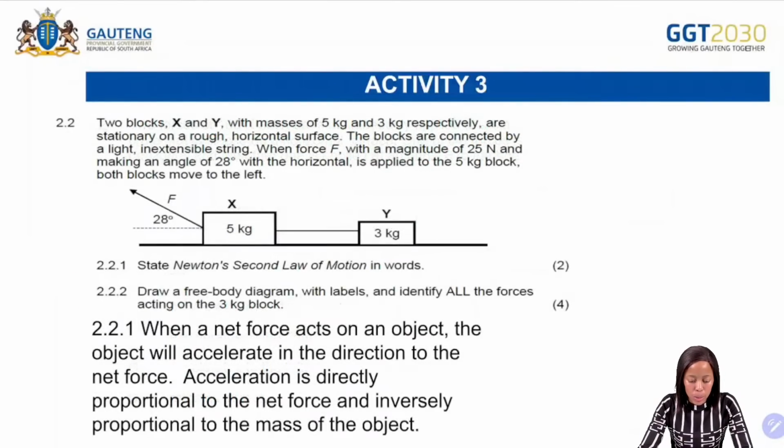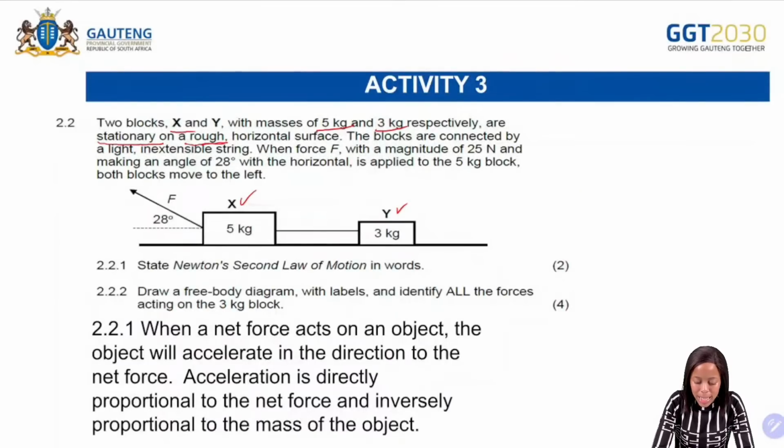Next one, it says two blocks X and Y with masses of 5 and 3 kilograms respectively. It says they are stationary on a rough horizontal surface. So immediately when we see the word rough, we can think of friction.